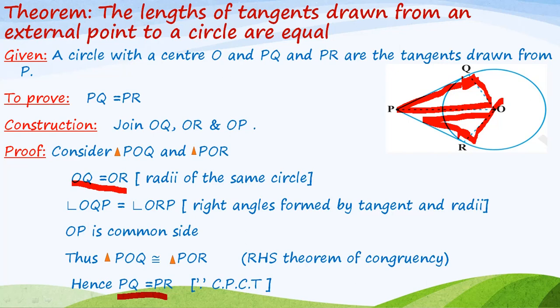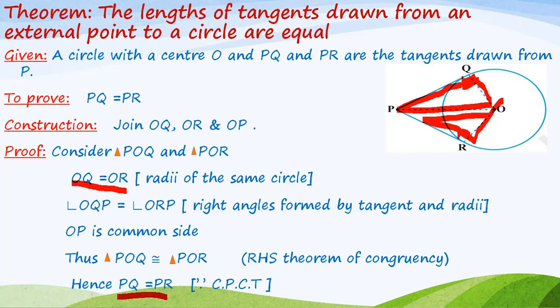In these two triangles, the radii are equal. OQ and OR are the radii. Angle Q is equal to angle R because the radius is always perpendicular to the tangent. These two angles are equal to 90 degrees. OP is the hypotenuse, and also the common side for both triangles. Therefore, these two triangles are congruent by the RHS theorem. Therefore, the other corresponding parts are also equal. The remaining sides are PQ and PR. These are corresponding parts of congruent triangles, therefore they are also equal. PQ is equal to PR. This is the proof of the above theorem.